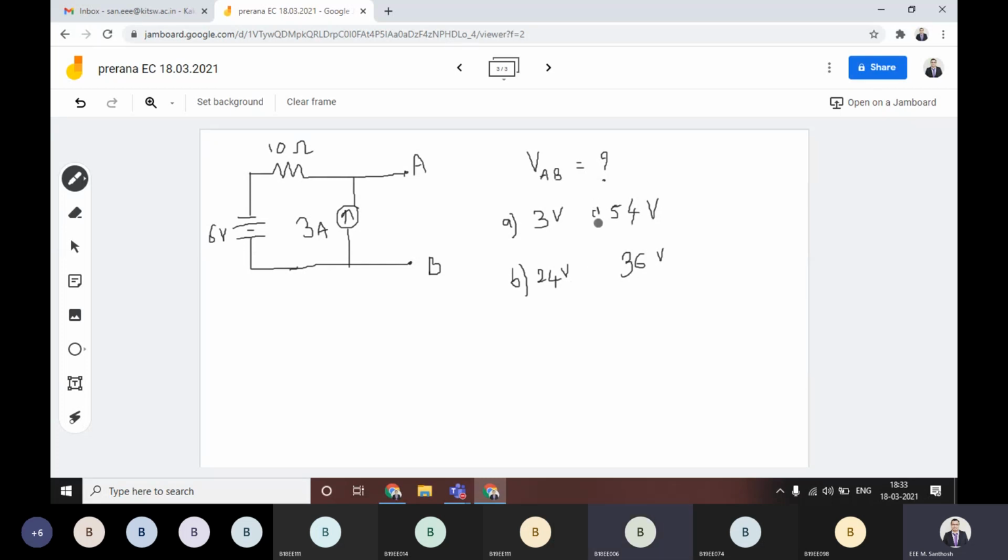Sir, in case of this 36 volts, first I have converted this voltage source and the resistance into the current source. 0.6 amperes of current we will get if we do like that. Then into the terminal A, the sum of the currents will flow. So 0.6 plus 3, that is 3.6 amperes will flow. And now voltage across A and B is nothing but I into R. 3.6 into the overall resistance will be 10 in case of this. So 3.6 into 10 will be 36.